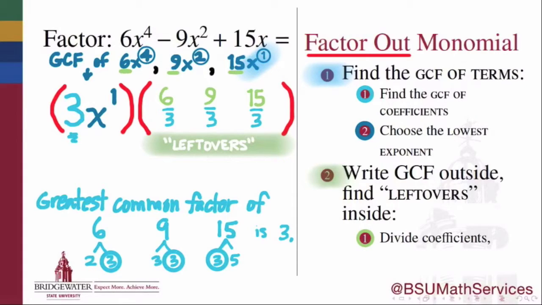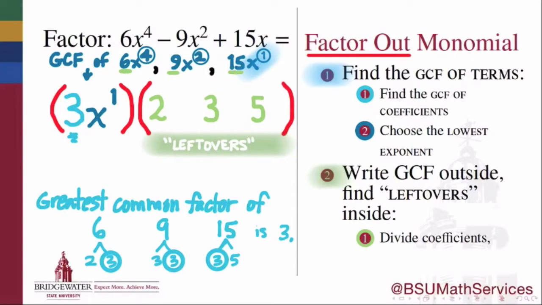And when we divide a pair of monomials, the coefficients, the numbers, divide. Therefore, the coefficients in my leftovers are going to be the results of dividing 6, 9, and 15 by 3, the coefficient of our greatest common factor. Simplifying those coefficients, we end up with a 2, a 3, and a 5. So those are the coefficients in my leftovers. How about the variable factors?